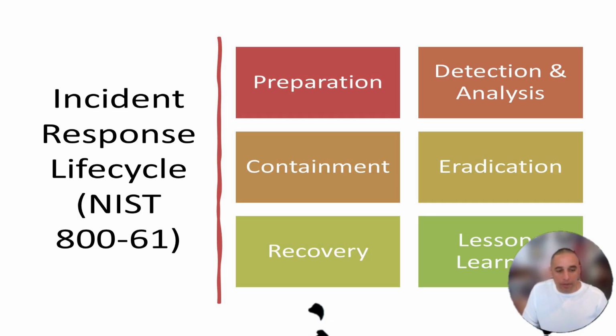Detection and analysis. This phase begins when suspicious activity is identified. Using SIEM alerts, EDR telemetry, threat intel, logs, and behavioral analytics, the team determines: is this a real incident? What type of incident is it? What systems are affected? What is the scope and severity? Accurate, timely detection is essential to limiting damage and beginning containment.